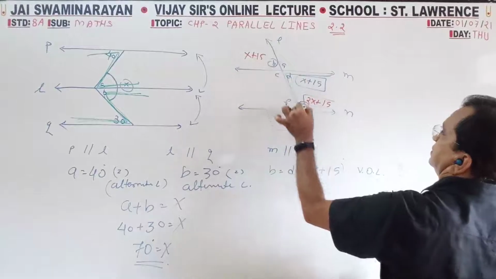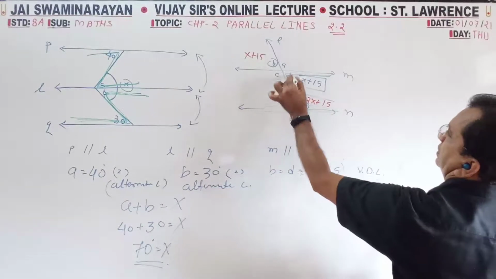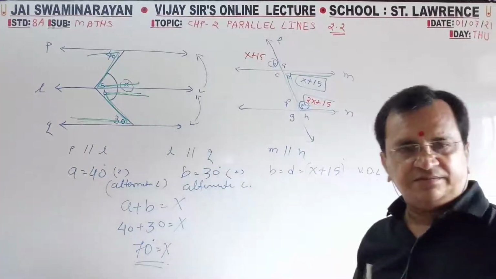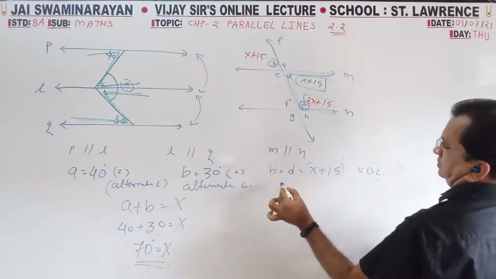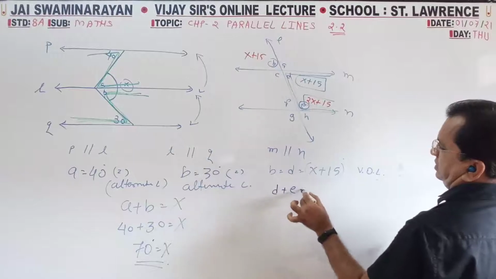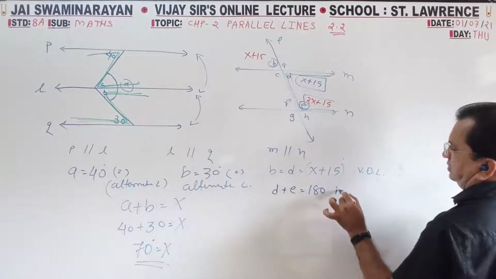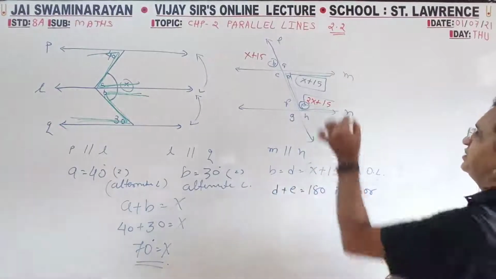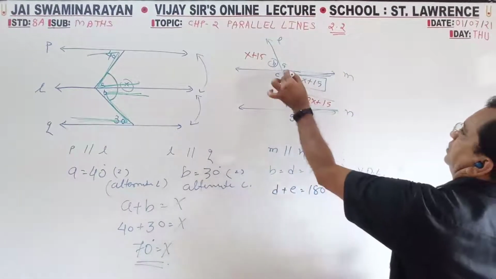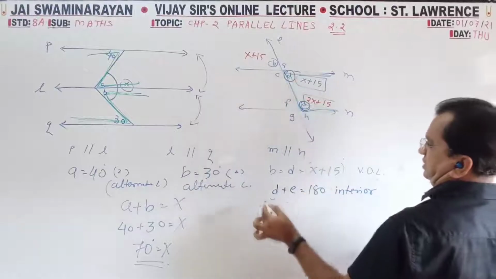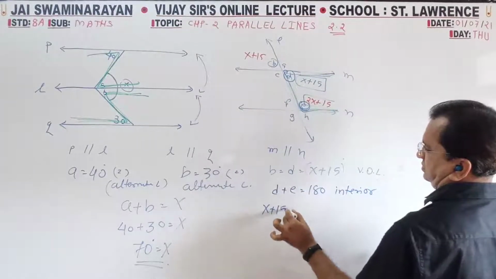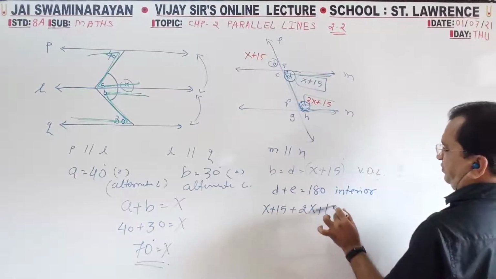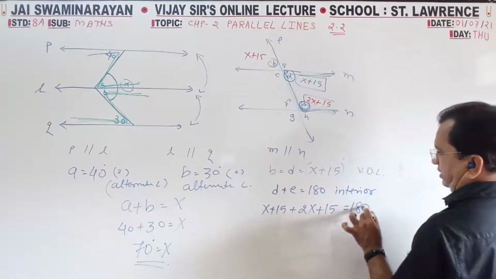So this is D plus E, it is 180 because it is an interior angle. D plus E is 180. So what is D? It is X plus 15. We want X. What is E? 2x plus 15. It is 180.